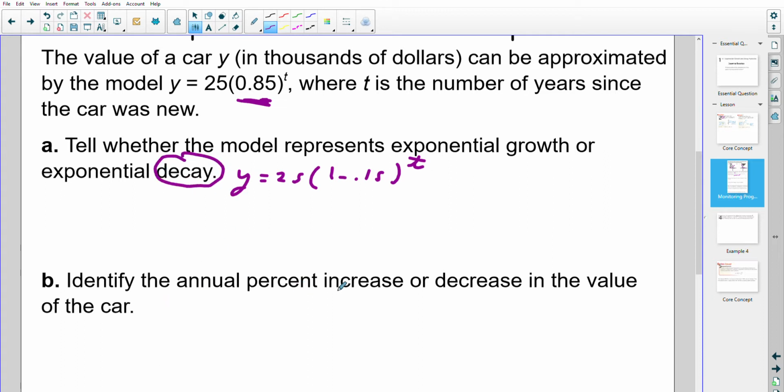Identify the annual percent increase or decrease. This right here is talking about the rate. And so you know that it's going to decrease in value by a rate of 15%. Now, if this was more than 1, it'd be 1 plus a number, and that number would be the decimal form of a percent, and it would be an increase.